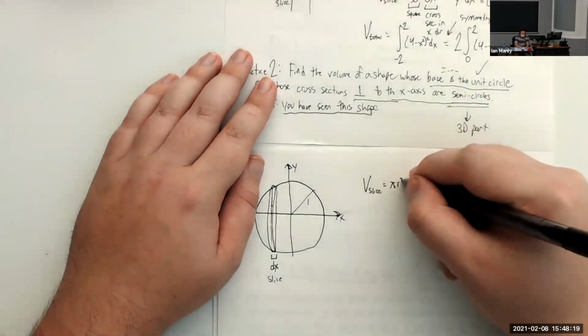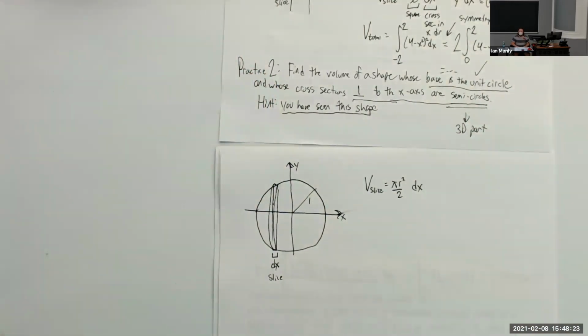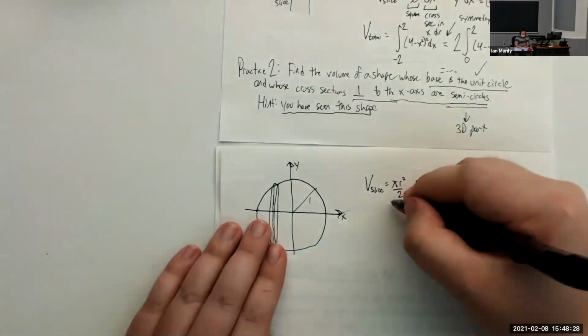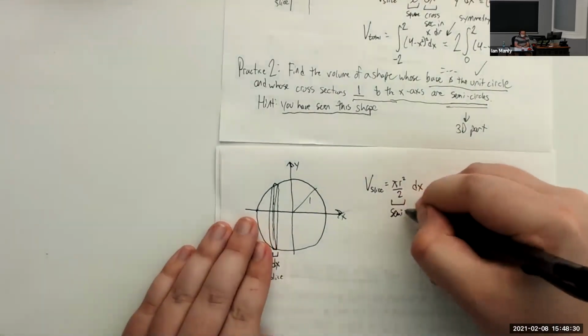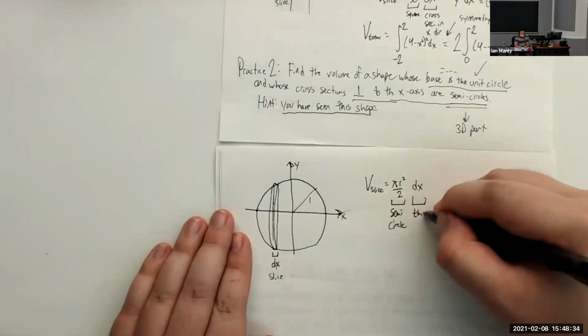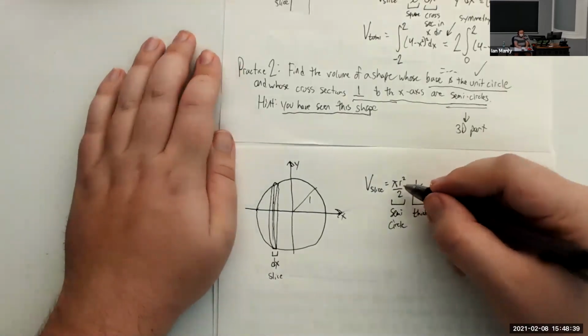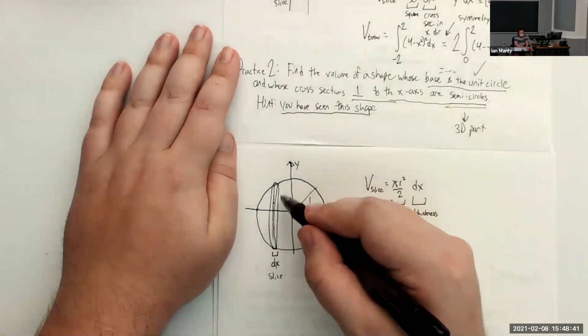Yeah, pi r squared over 2. Because pi r squared is for a circle, pi r squared over 2 is for a semicircle right here. So remember, this is a semicircle. Okay, and then this is the thickness right there. Now of course we don't have r as part of our equation here.